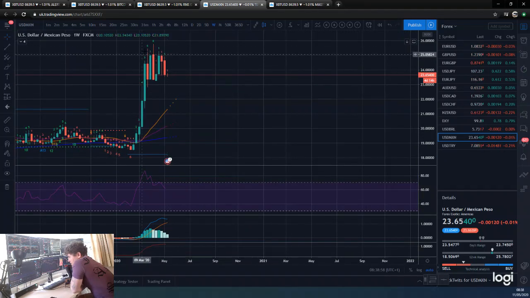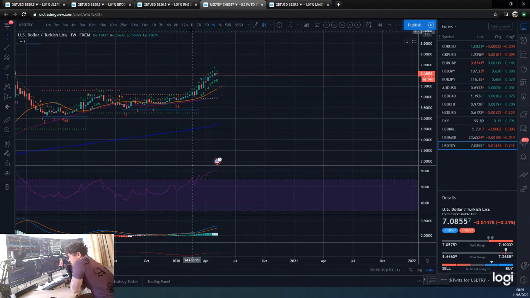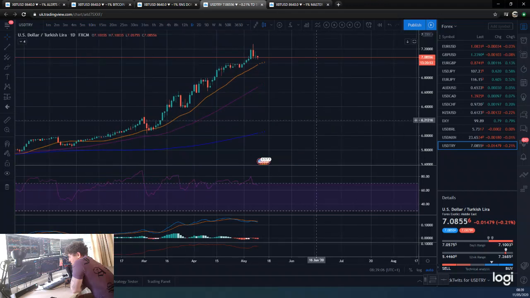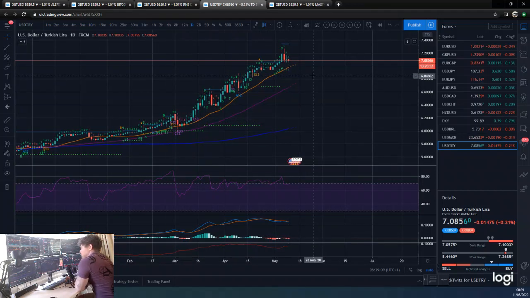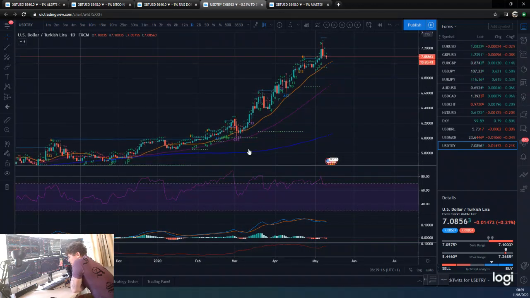The weekly we nearly got a 9, look at the 8, and the Turkish lira on the weekly we're only on a 7, but daily we're on a 9. So maybe we will have some dollar weakness coming up, correct some of these major pairs, but we'll have to see. I mean, we can easily break through.